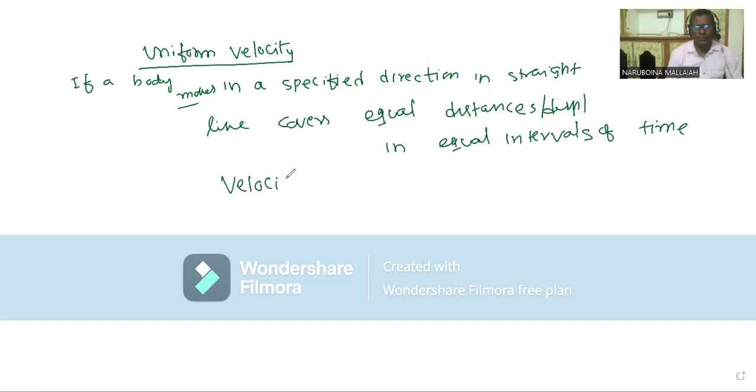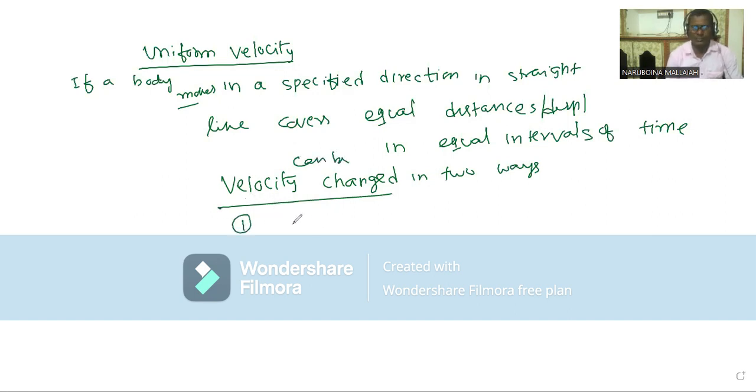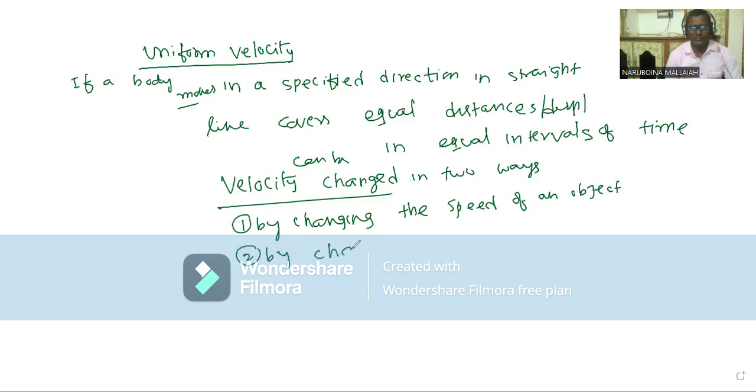Velocity can be changed in two ways. One is by changing the speed of an object. Second one, by changing the direction.